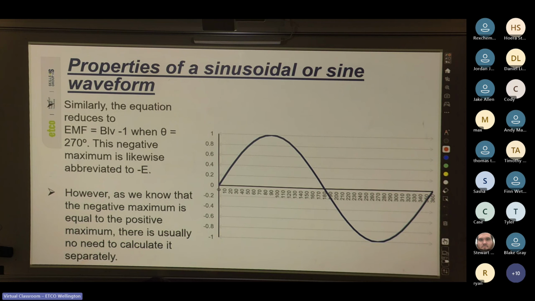So similarly, the equation reduces to EMF equals BLV times -1 when theta is 270. This negative maximum is likely to be abbreviated to -E. However, as we know, that negative maximum is equal to the positive maximum, so there's really no need to calculate it separately.